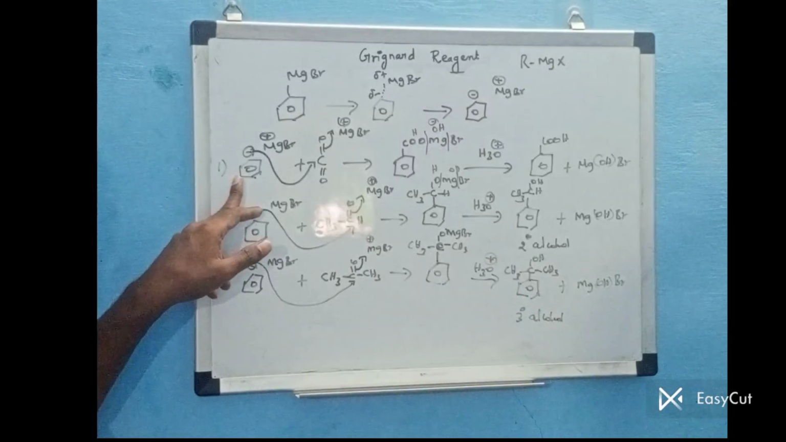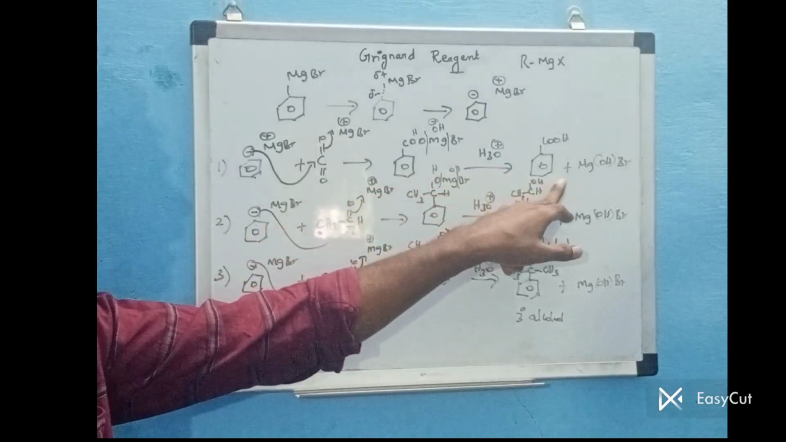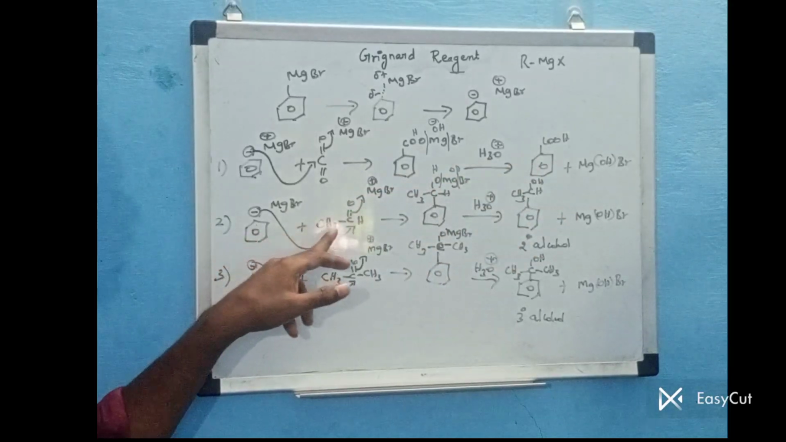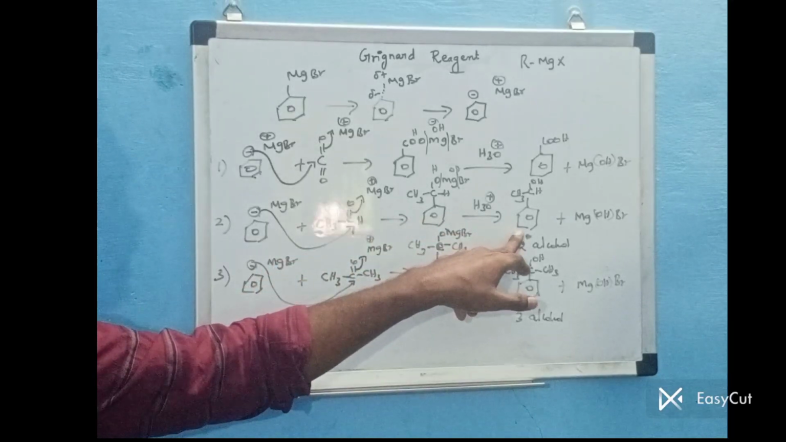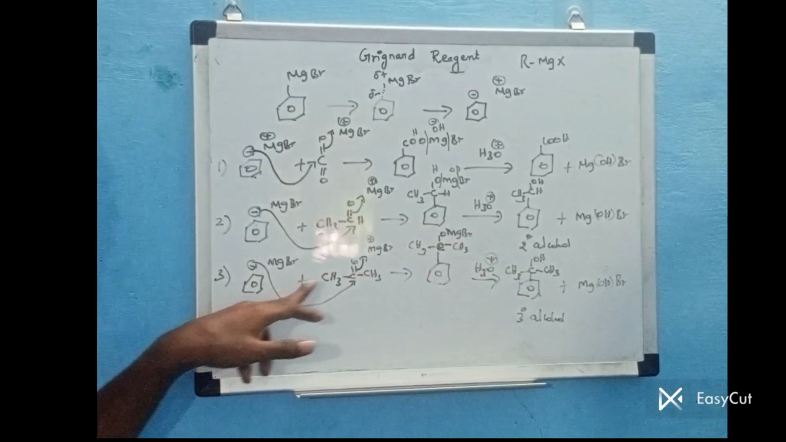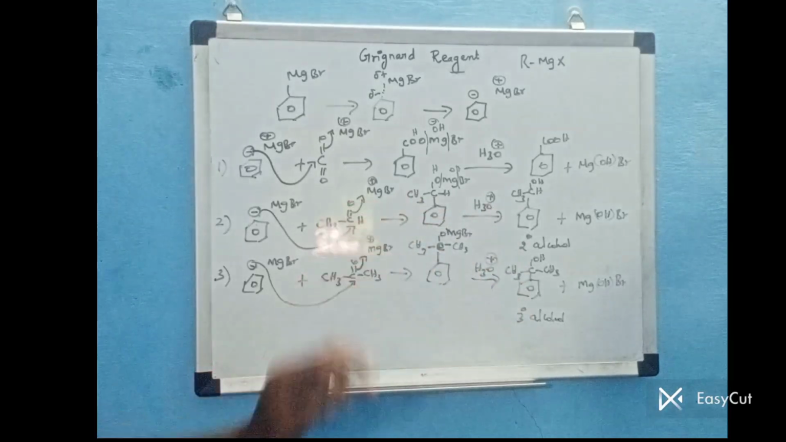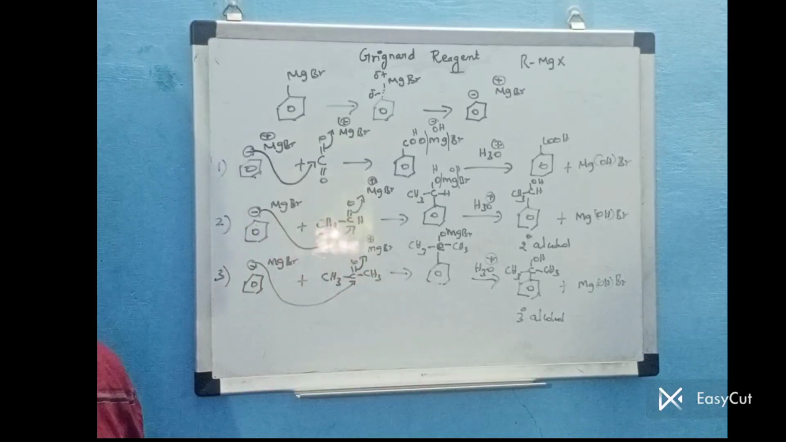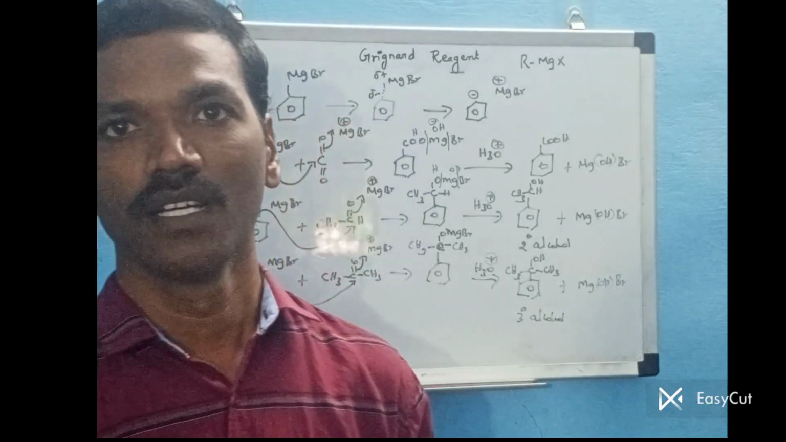Likewise, the phenyl anion reacts with carbon dioxide to form the corresponding carboxylic acid, and the phenyl anion reacts with acetaldehyde to give the corresponding secondary alcohol. The phenyl anion reacts with acetone, giving the corresponding tertiary alcohol. Like this, the phenyl anion can be reacted with different electrophiles to form complex organic compounds. Thank you.